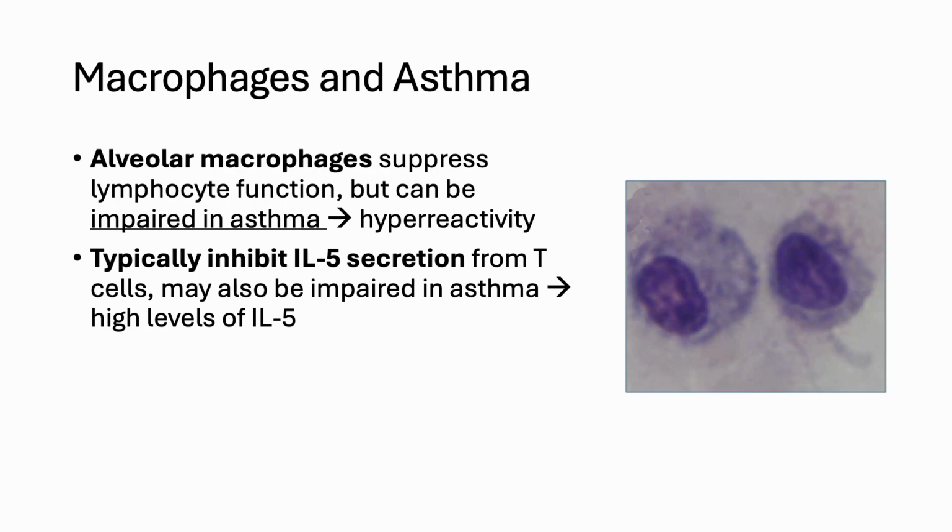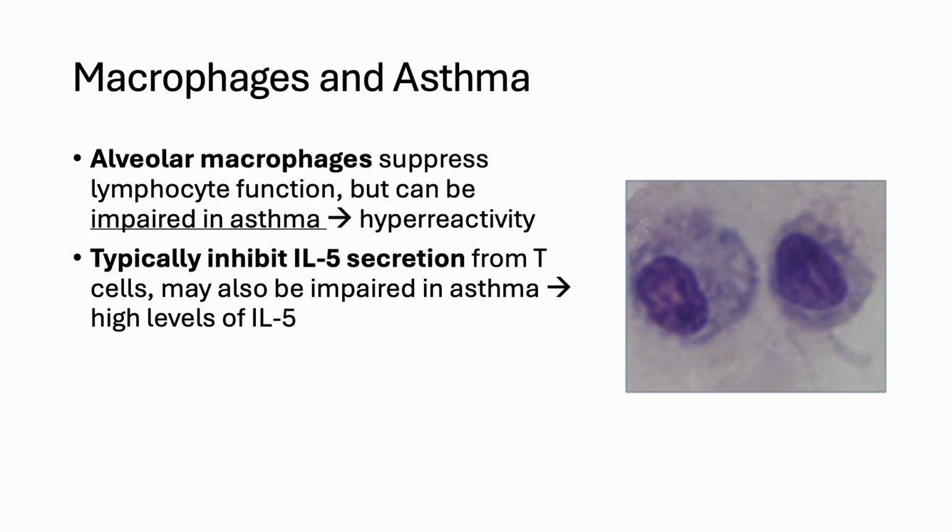Macrophages, depending on where they're found in the body, are going to be called different things. For example, in the skin, they'd be called Langerhans cells, I believe. But in the airways, they're called alveolar macrophages. These alveolar macrophages are normally meant to suppress lymphocyte function, so lymphocytes, thinking like B and T cells. But this can be impaired in asthma, so they might not be doing their suppressive role as well during asthma. And this can lead to more hyperreactivity, right? Because if you're not properly suppressing your immune cells, those immune cells are going to run rampant.